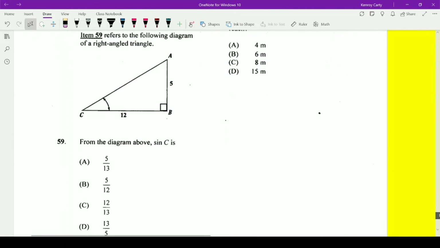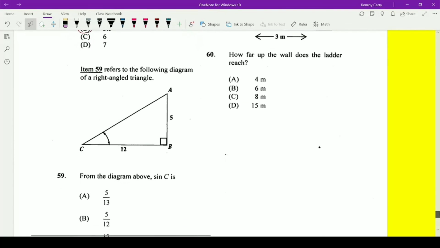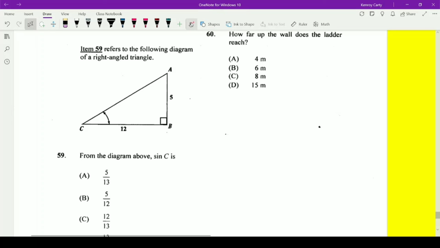Alright, item 59 refers to the following diagram. From the diagram above, find sine C. Now, when it comes to ratios, if you can't remember, you can use SOH CAH TOA. Sine is opposite over hypotenuse, cos is adjacent over hypotenuse, so you have AH, and tan is opposite over adjacent, so you have OA.